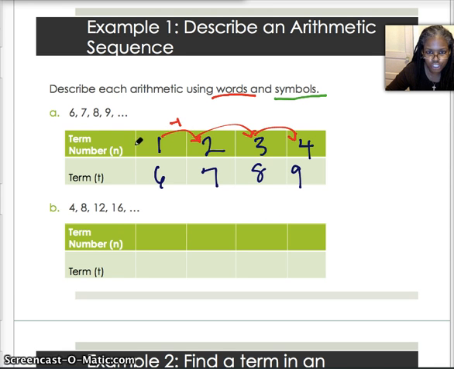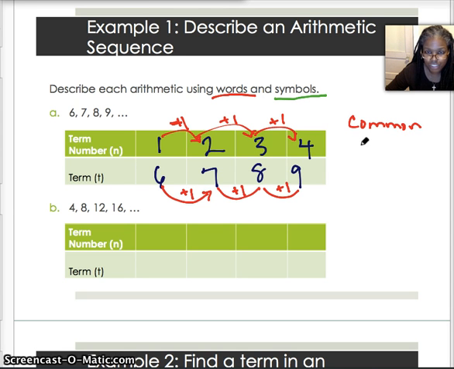So the difference in term number is a positive 1, right? So from 1 to 2, 2 to 3, 3 to 4, we get a change of 1. Now when I'm looking at the difference in terms of the term, it also goes up by 1, right? Positive 1. By the way, the common difference, as we see here, is 1 for each term number that we go up 1 in the actual term. So the common difference is 1.